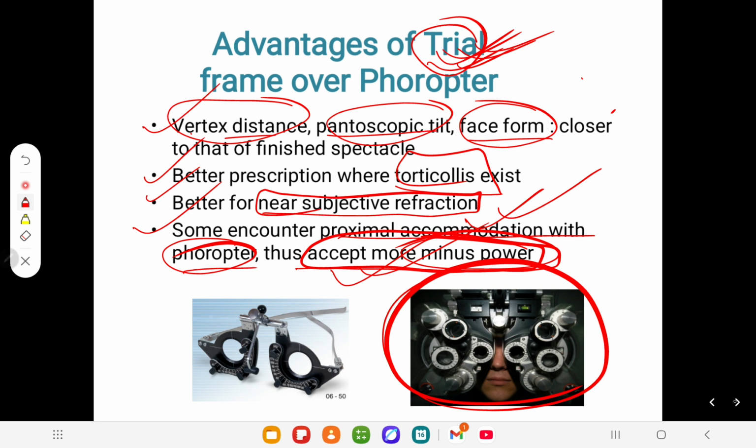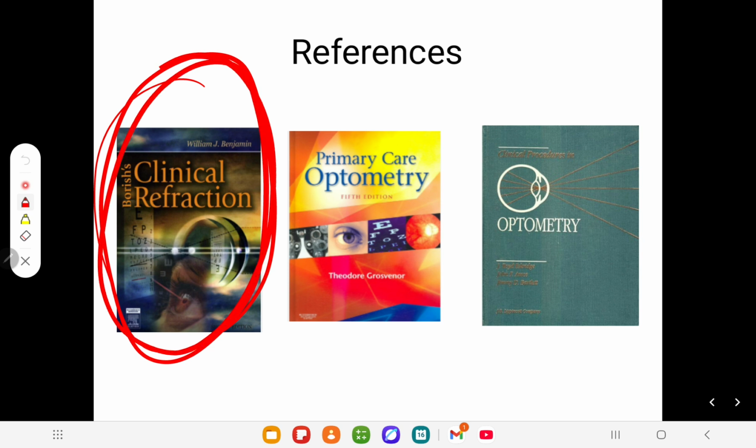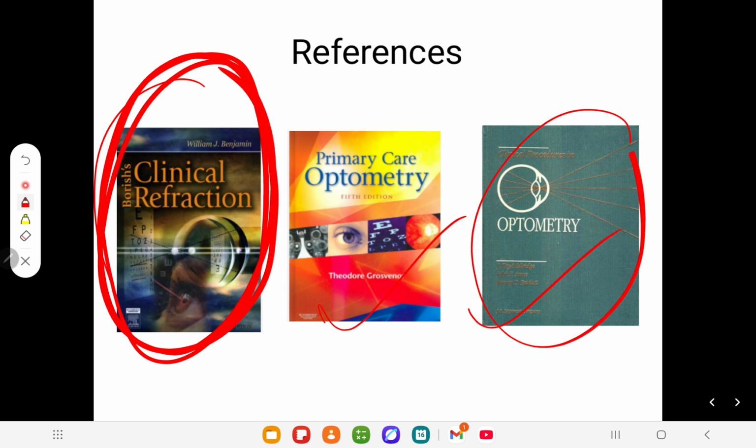So these are the things for monocular subjective refraction. Definitely a great book to read, and I have taken this from it too; this is gold as a procedure. Okay, here's the end of monocular subjective refraction.